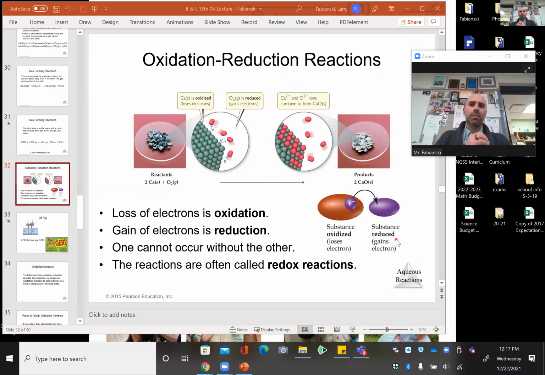How are you going to remember this? How are you going to remember oxidation is loss, reduction is gain? Well, I got two cool ways to remember it.